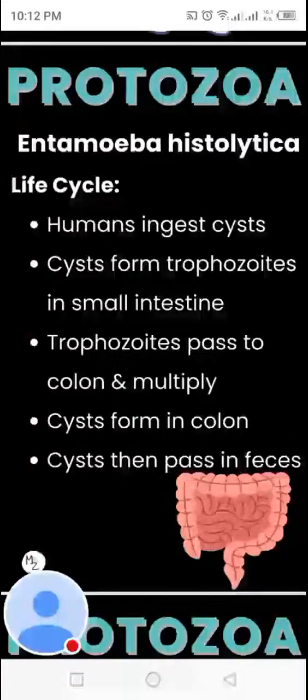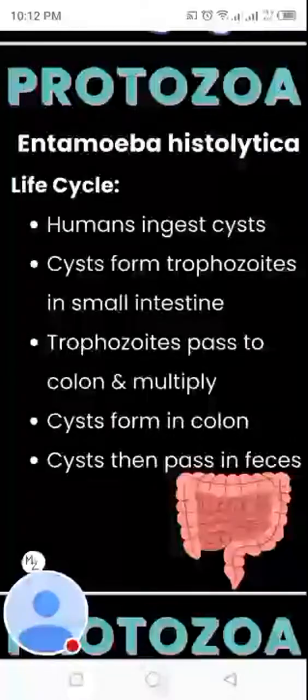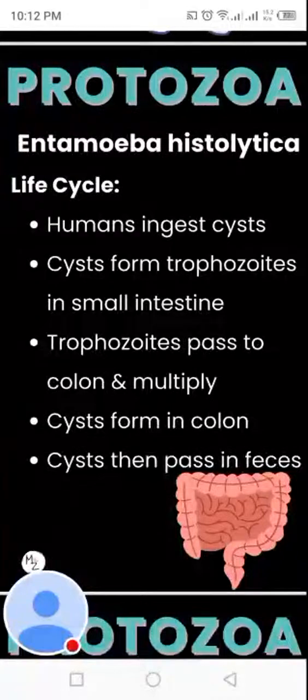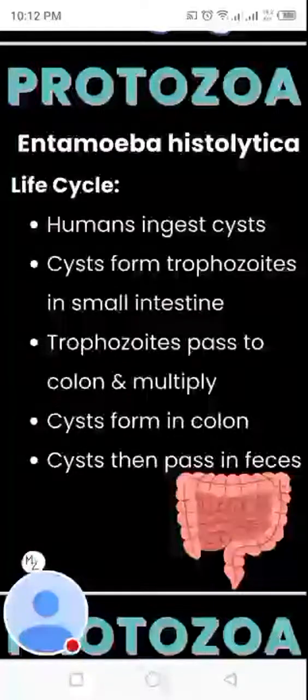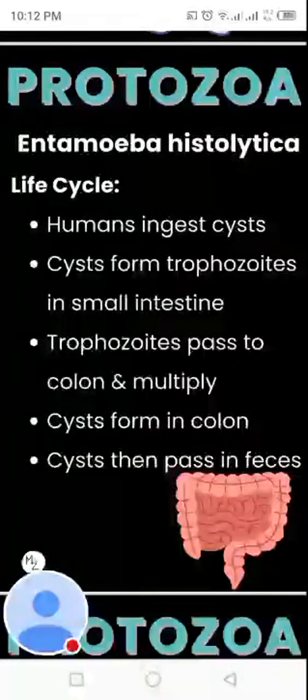If you've got any questions about the life cycle, do ask. Like, a human will first ingest the cyst. That's the diagnostic stage. That will go down to the intestine, the small intestine. There it will excyst and release the trophozoites. The trophozoite is the motile, infective stage of the Entamoeba. That will cause infection in the small intestine.